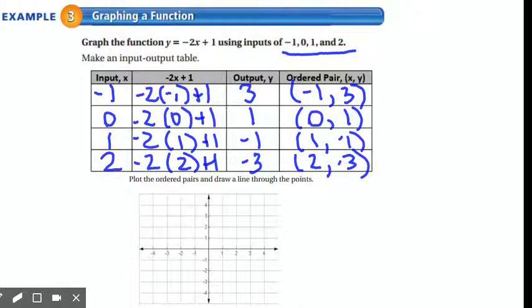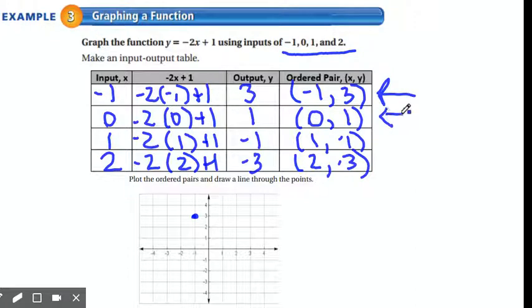Now, right below the table, it says plot the ordered pairs and draw a line through the points. So our first ordered pair right here is negative 1, 3. So from the origin, we're going to go left 1, up 3, which puts us right about there on our coordinate plane.